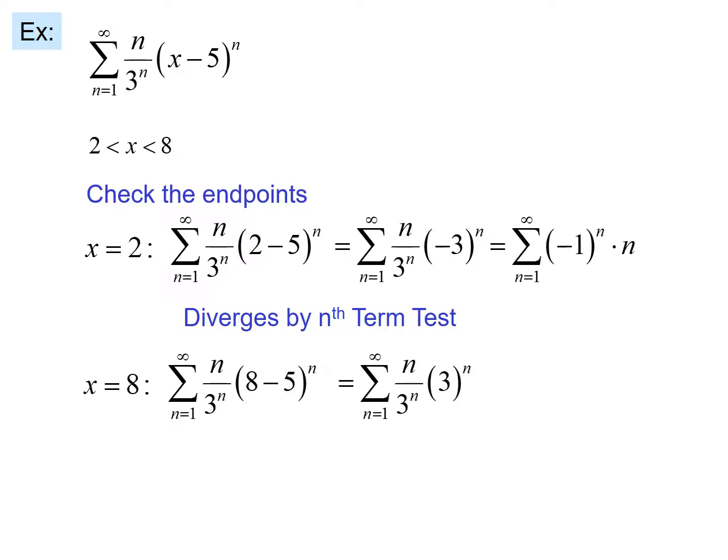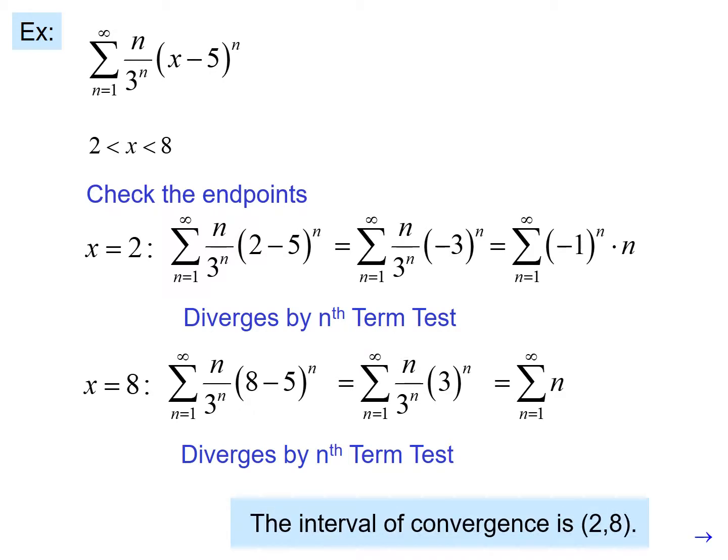If x equals 8, this is just the sum of n, and this is just adding more and more numbers, diverges by the nth term test. So the interval of convergence does not include those endpoints. We go from 2 to 8.